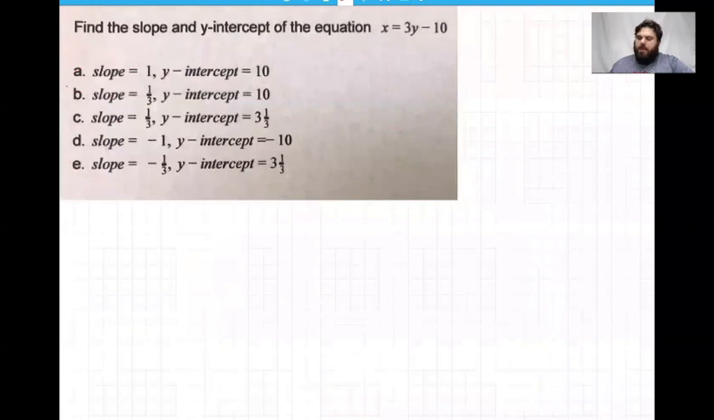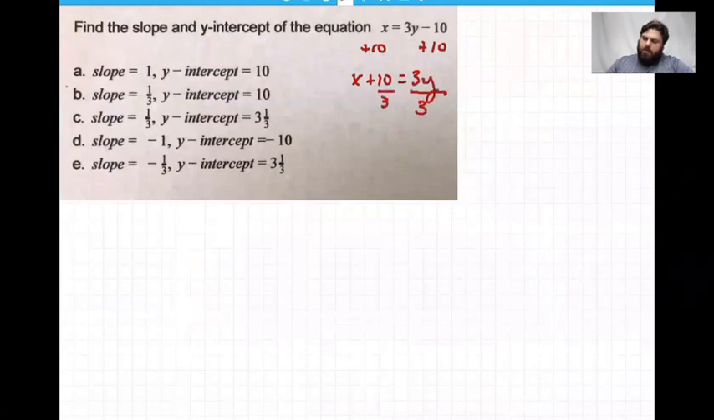All right, next problem. Find the slope and the y-intercept of the equation x equals 3y minus 10. All right, so if we're finding slope and y-intercept, we've got to solve for y, right? We want to put it in slope-intercept form. So that means we need to add 10 to both sides. That makes x plus 10 equals 3y. Then I need to divide out the 3. Remember, I basically just divide everything by 3. 3's cancel there. I'm going to write the y on the left side just because it's what we're used to.